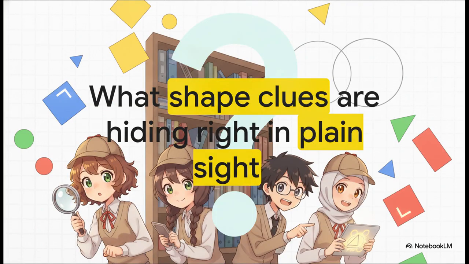You've mastered the vocabulary, you've profiled the suspects, and you've successfully sorted them using advanced detective tools. You are officially a shape detective. But the mystery doesn't end here. I want to leave you with a challenge. Look around the room you're sitting in right this second. What shape clues are hiding in plain sight?